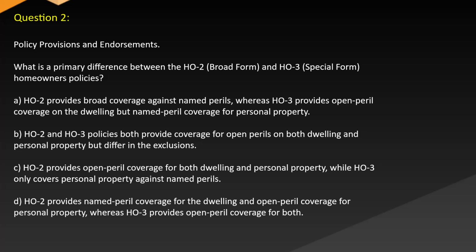D. HO2 provides named peril coverage for the dwelling and open peril coverage for personal property, whereas HO3 provides open peril coverage for both.